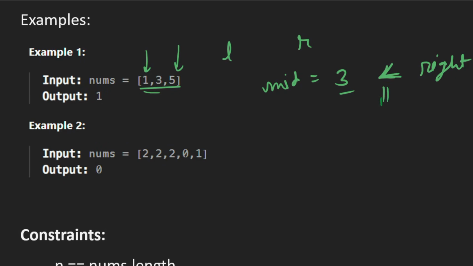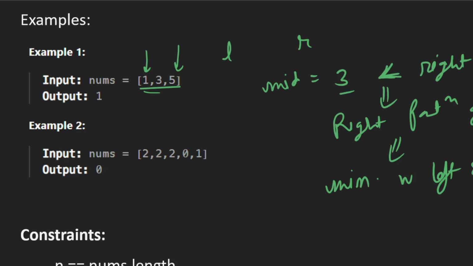So that means our right portion of the array is sorted. That means the minimum will be on the left side, right? So what we do is we make right equal to mid. This right pointer will be updated and start pointing at mid.